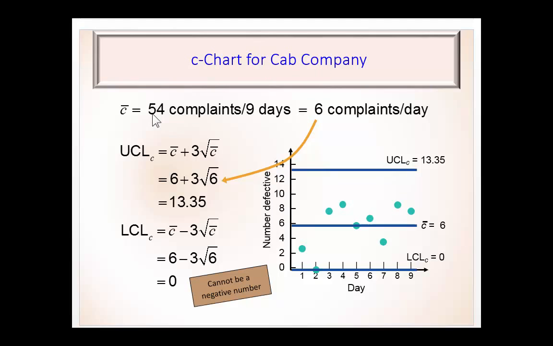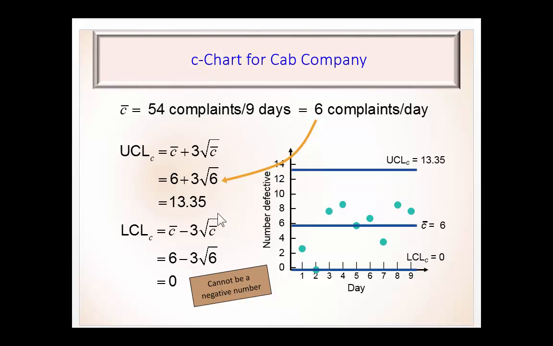In 9 days there were 54 complaints, so we had on average 6 complaints per day. So C bar is, of course, 6 plus, we're interested in 3 standard deviations. We always seem to be interested in 3 standard deviations, so we're looking at 99.73%. So we multiply 3 times the square root of C. So we'll just take 3 times the square root of 6, and that will yield 13.35. So what does the 13.35 mean?